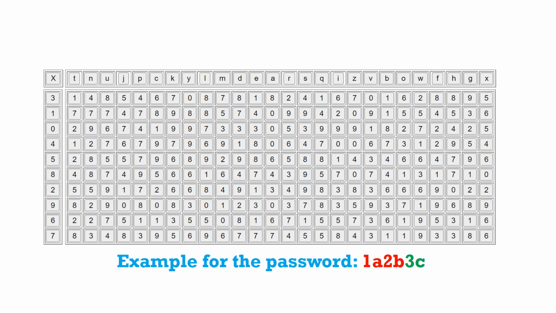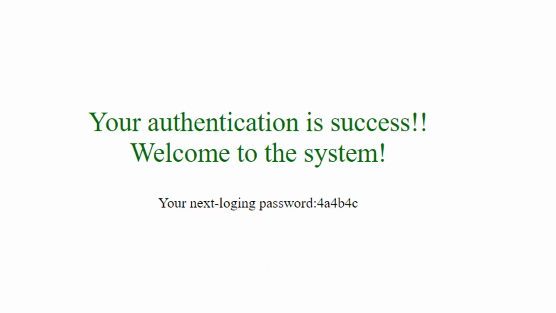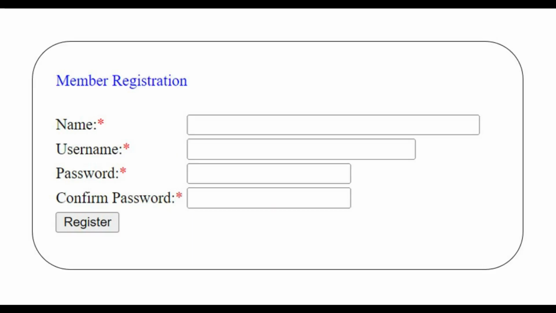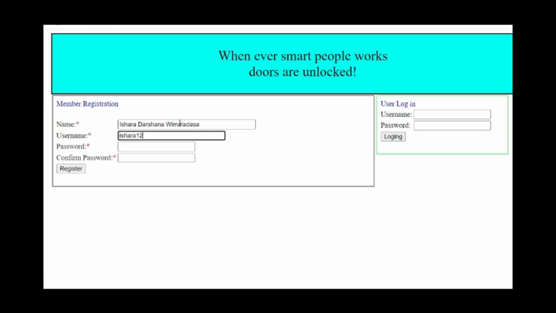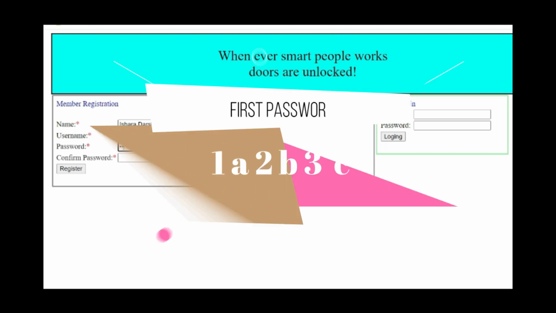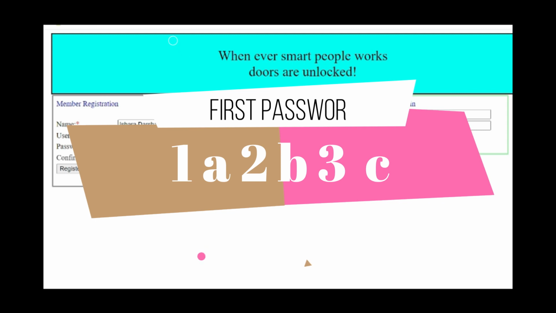First, see the demonstration, then download the source code and the database, then practice by yourself. First, the user has to register with the system. I am giving the username as Ishara123 and the password 1A 2B 3C.